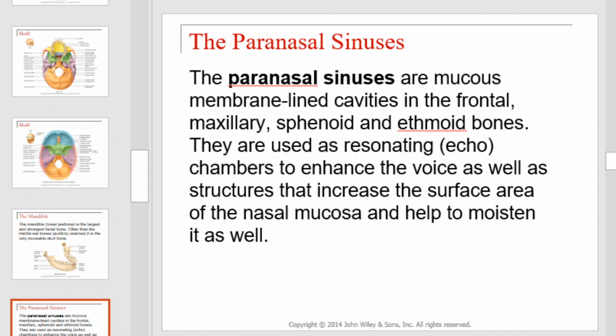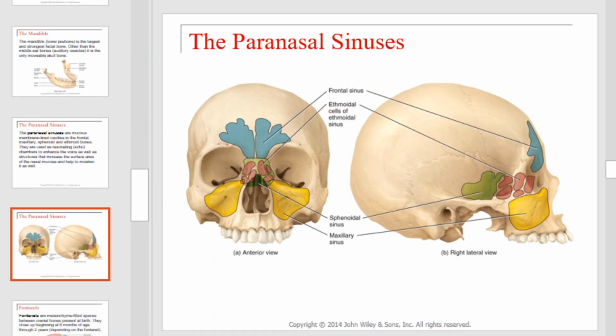Paranasal sinuses. The paranasal sinuses are mucous membrane-lined cavities in the frontal, maxillary, sphenoid, and ethmoid bones. They are used as resonating chambers to enhance the voice, as well as structures that increase the surface area of the nasal mucosa to help to moisten it as well. This is an illustration of your paranasal sinuses.